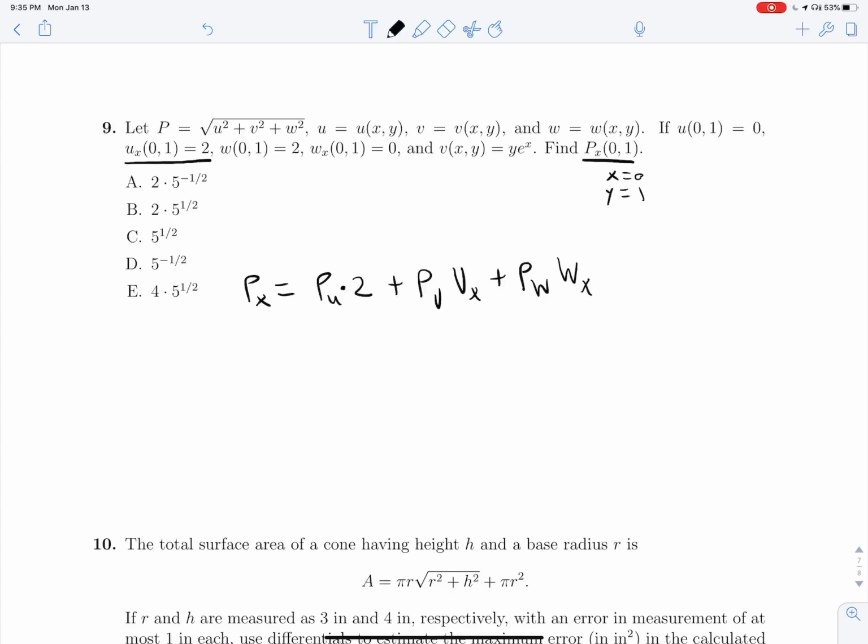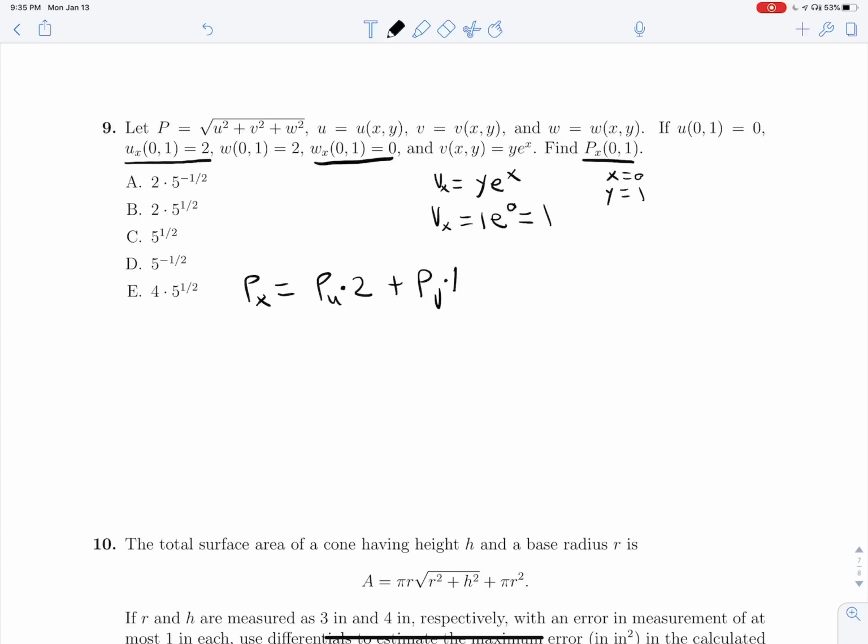There we go. Let's see, we see that wx is 0, so that gets rid of this entire bit of the expression. And let's see, we can find vx. Vx is just going to be y e to the x. And when we plug in our values, vx is 1 e to the 0, or just 1. So let's put that in there.